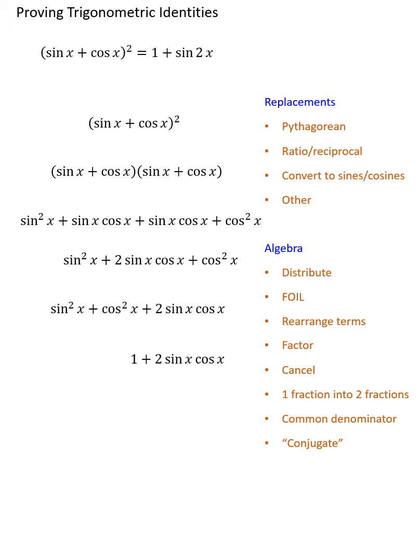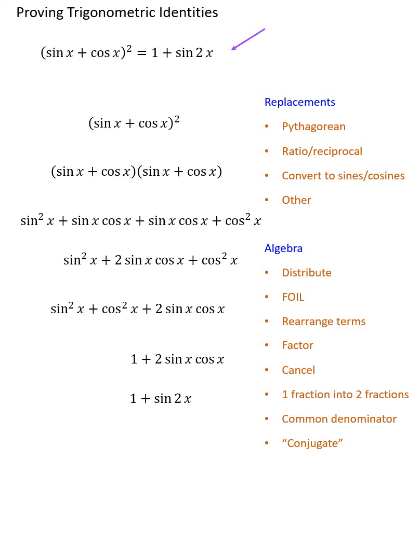Now the next thing I'm going to do is another replacement. Remember that giant list of identities that we just saw? One of them said that 2 times the sine of x times the cosine of x always had the same value as the sine of 2x. That was on that list. And notice, I've now produced the side of the equation that I didn't start with.